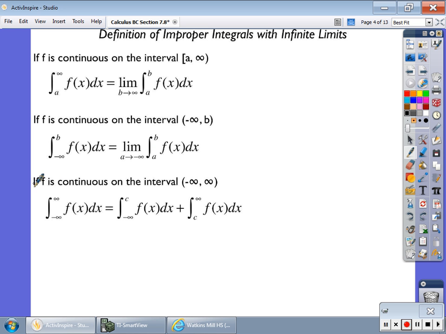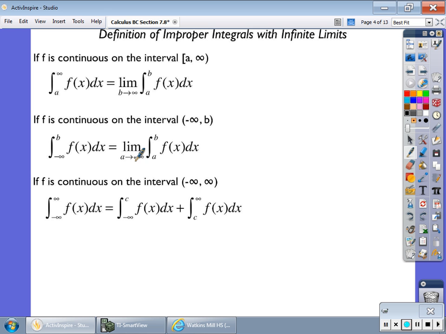And then down here, if f is continuous on the interval negative infinity to infinity, if you have something like this, you're going to break this up at some value for c. You're going to go from negative infinity up to that value, and then that value up to infinity, and then you're going to basically do two of these processes. So let's actually do some here.